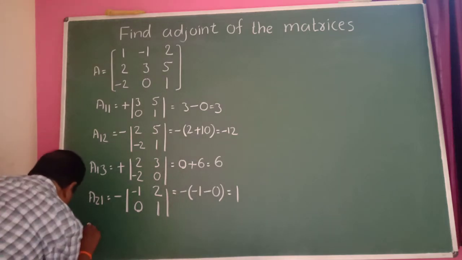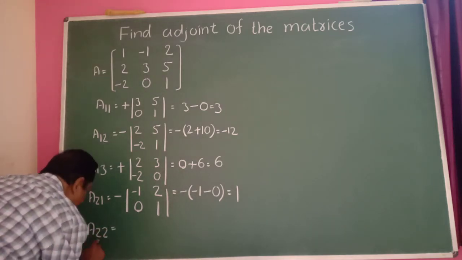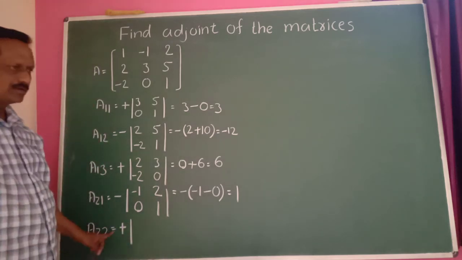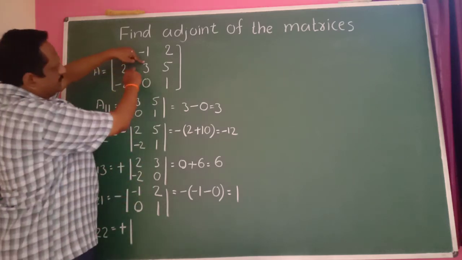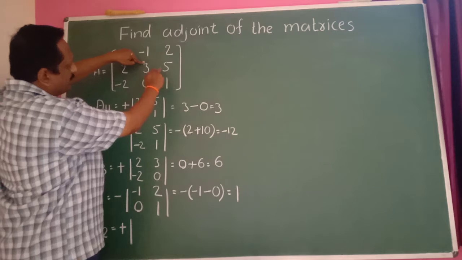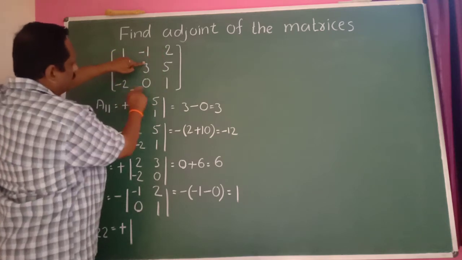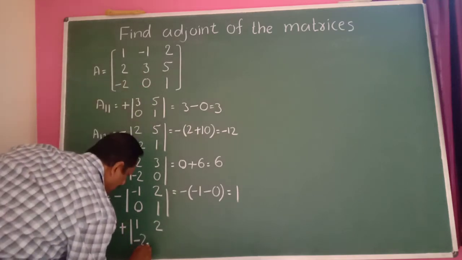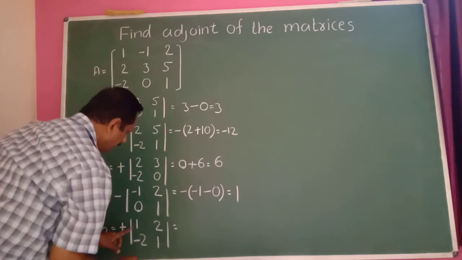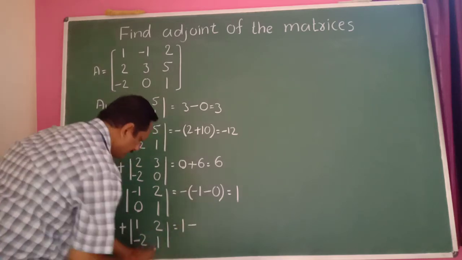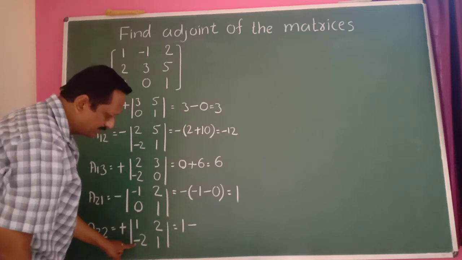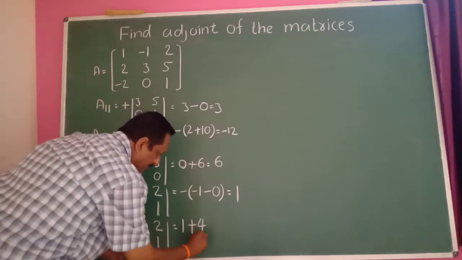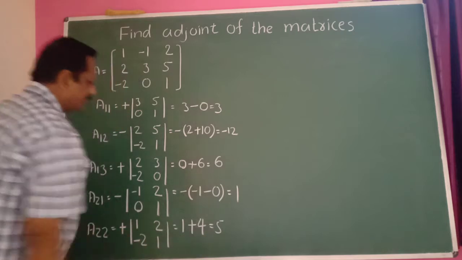Then A22 is equal to 2 plus 2, an even number, take the plus sign. So the determinant of deleting the second row and second column means the cofactor of this element. This is the second row and second column. The remaining elements are 1, 2, minus 2, 1. Therefore, 1 into 1 becomes 1, minus 2 into minus 2 is minus minus 4, which is plus 4. 4 plus 1 becomes 5. This is plus 5.